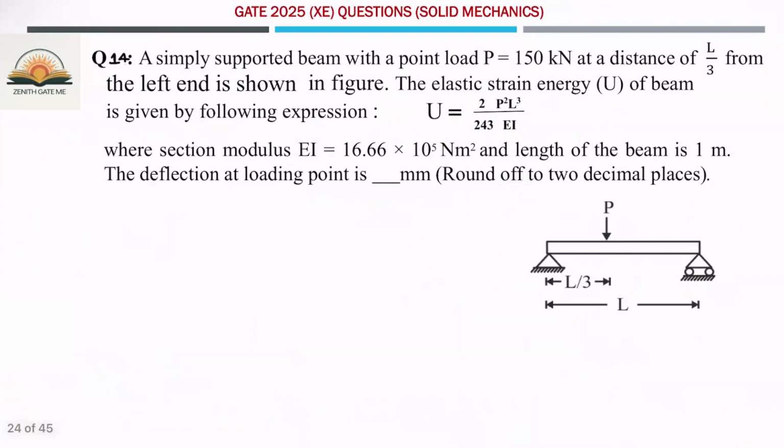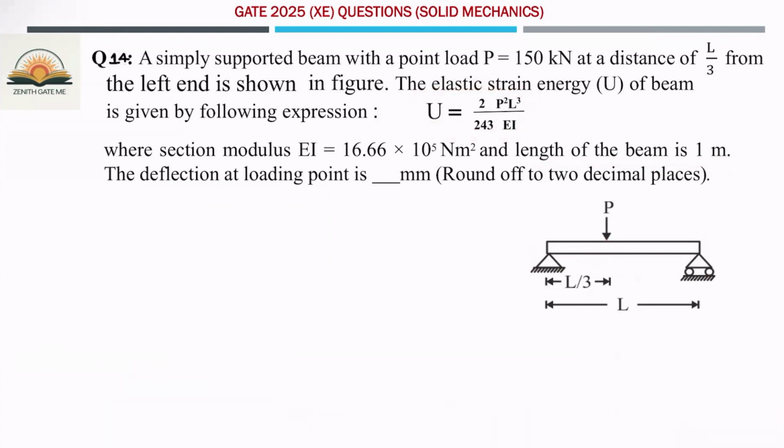Now the next question is a simply supported beam with a point load P of 150 kilonewton at a distance of L by 3 from the left end as shown in the figure. The elastic strain energy of the beam is given as this one, where EI is called the flexural rigidity. The value is already given and the length of the beam is 1 meter. Find the deflection at the loading point. This is a simply supported beam. At one end there is a hinge joint, at the other end a roller joint. At this point you have to calculate the deflection, but the strain energy relation is given.